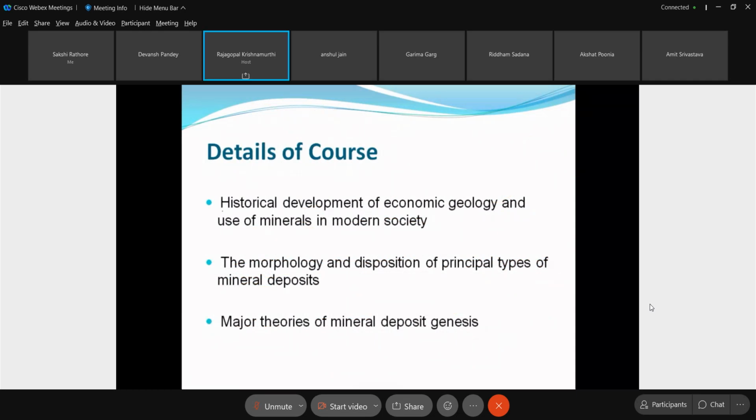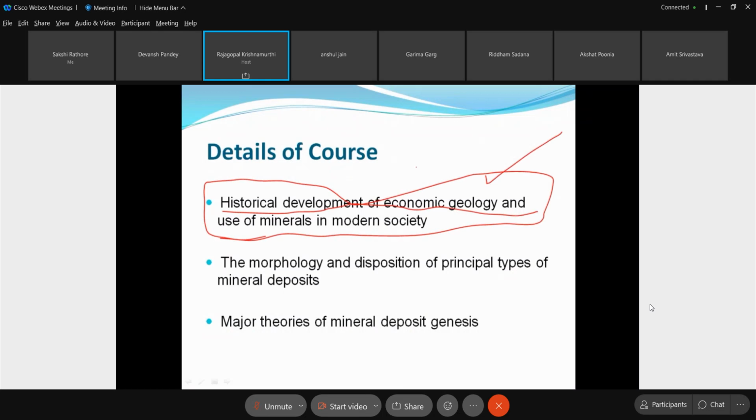To start with, we will study the historical development of economic geology and use of minerals in modern society. This is the first one. This I'll be teaching, RK.